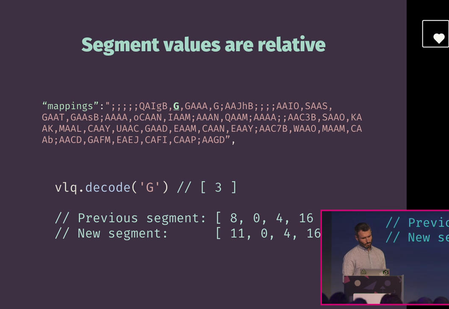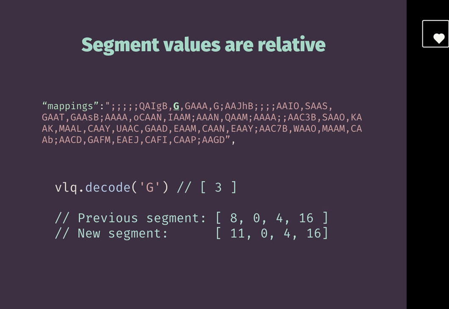So segment values are relative. And this is sort of a space-saving idea, right? I don't need to have the absolute value for every single segment. I can just work off of what I was doing in the last segment. So we just add this value to the previous segment, and we get a new location, which is 11 instead of character 8.